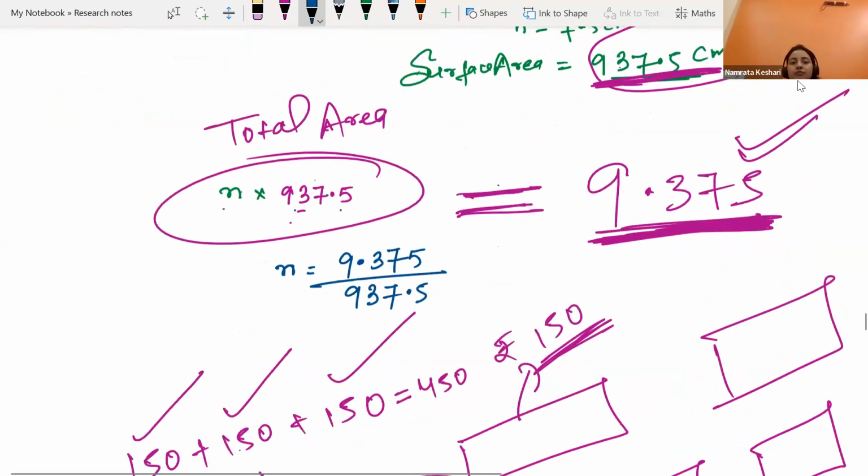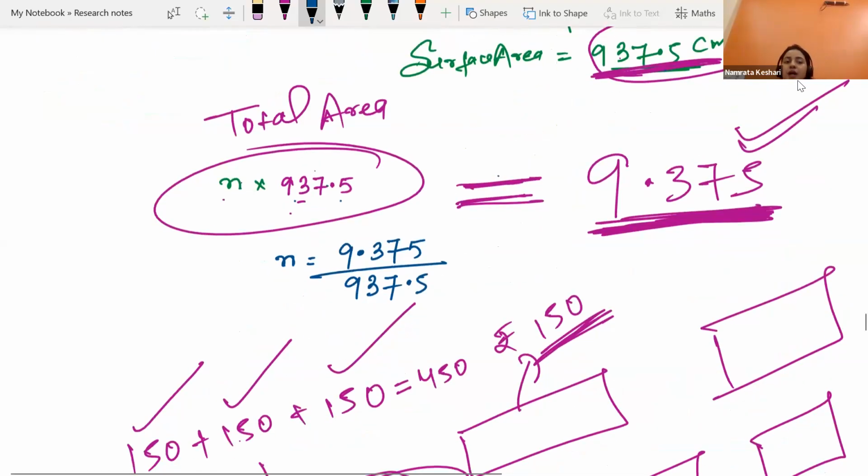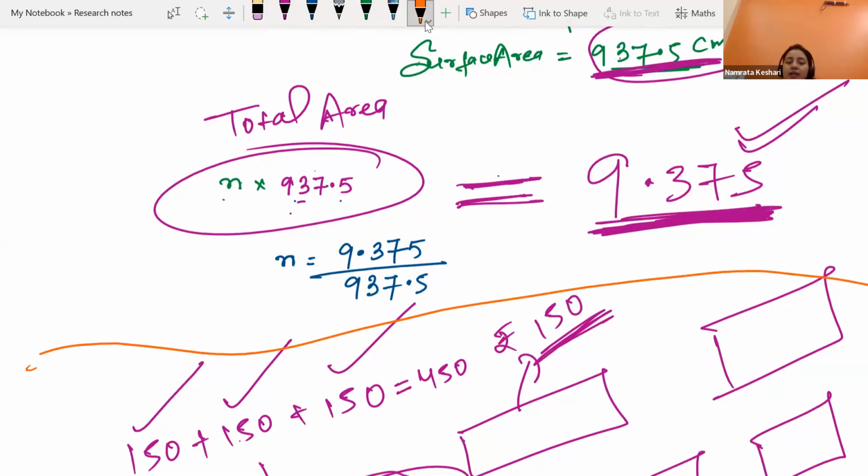See carefully. If you are trying to find how many bricks there were, you have to do this type of division. Just focus on the cursor. If you are confused about where exactly I am writing, see, I am writing here. See the cursor. Everyone can see my cursor?